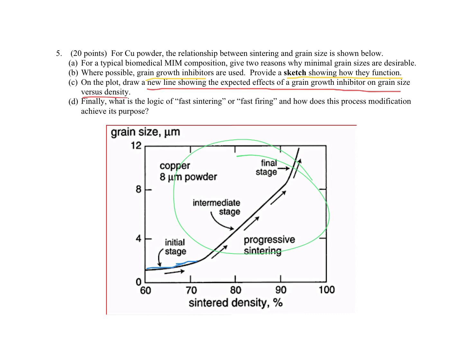And then finally, what is the logic of fast sintering or fast firing, and how does this process modification achieve its purpose? It's even easier for metals than it is for ceramics because they tolerate these fast sintering rates much more effectively than ceramics do because they are more conductive. All right, but why are we doing this? Why are we taking the trouble of fast sintering in the first place? What does it preserve for us that makes it worth doing? So you should have a pretty good idea of what the answer to that question is at this point.